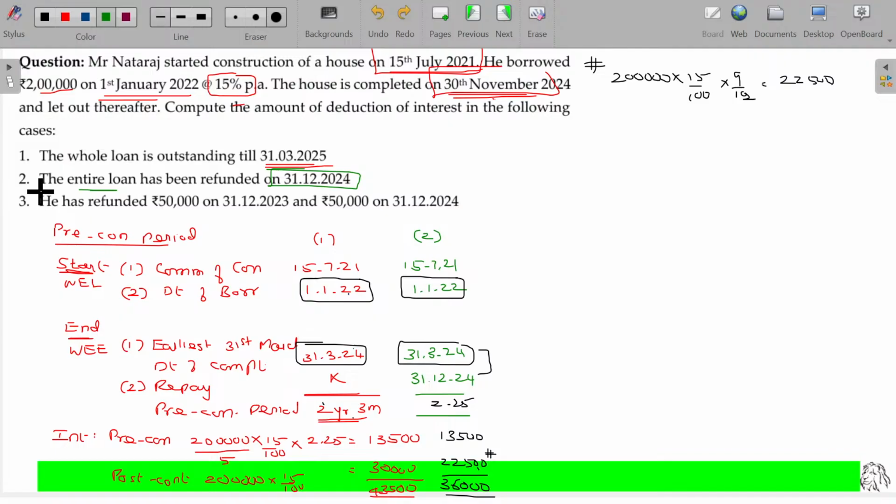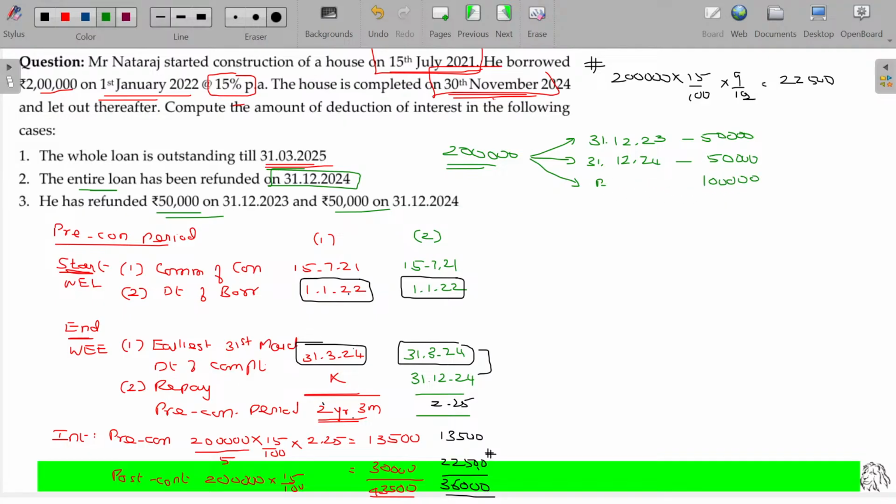See, in the third scenario, out of 2 lakhs loan, refund happened 50,000 on which date? 31/12/23, 50,000 refunded. Another 50,000 refunded on 31/12/24. Another 1 lakh status is not available, means pending. Pending for the entire year. How can we solve this, sir?